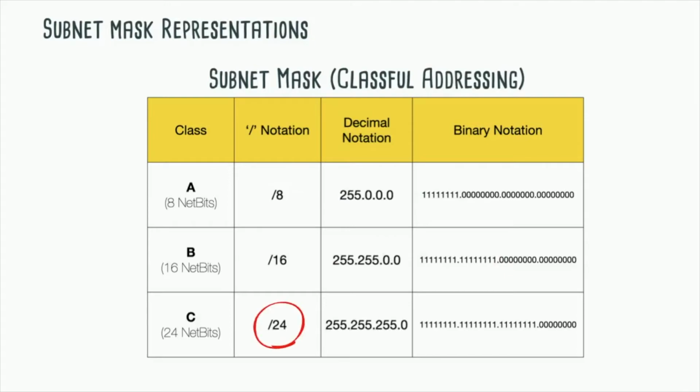Lastly, for the /24 mask, we set the first 24 bits as network bits. In binary notation, this means the first 3 octets are all set to 1. Meanwhile, we get 255.255.255.0 in the decimal notation. For better clarity, we will now demonstrate how we get these subnet mask values.